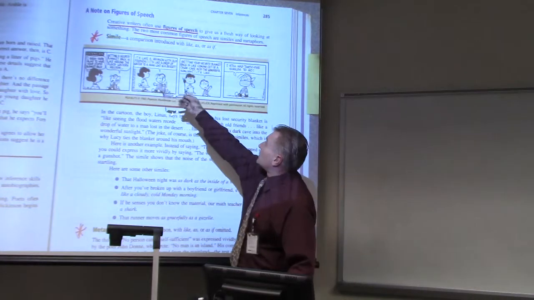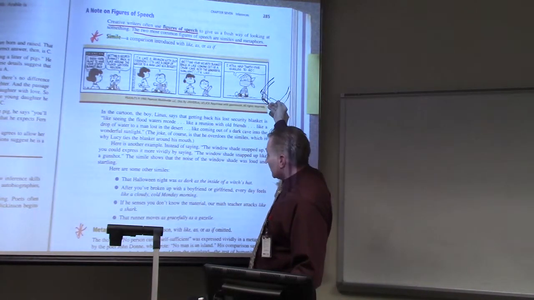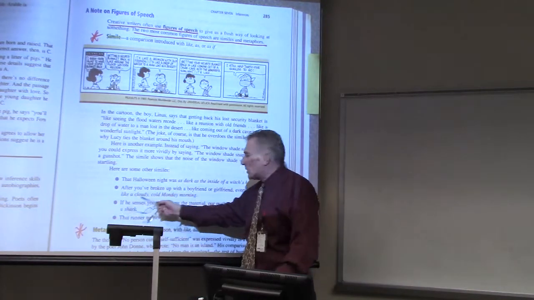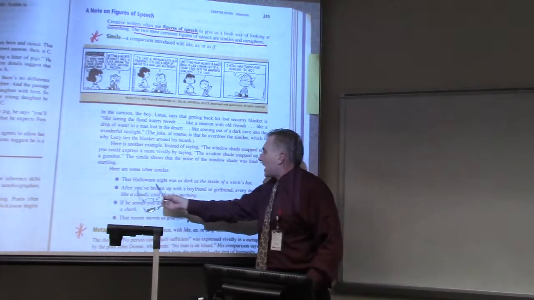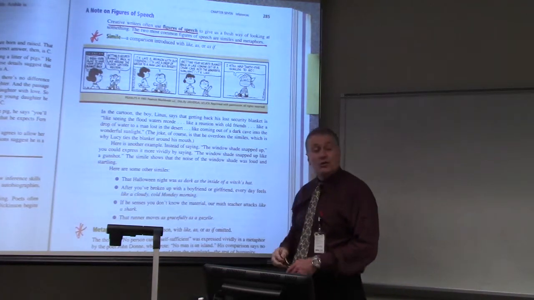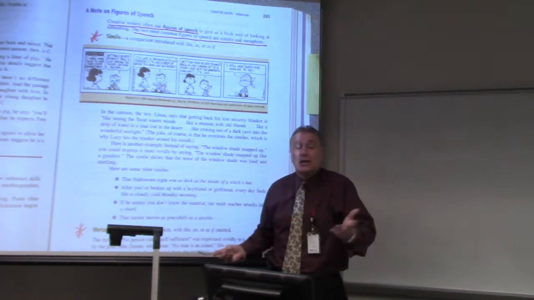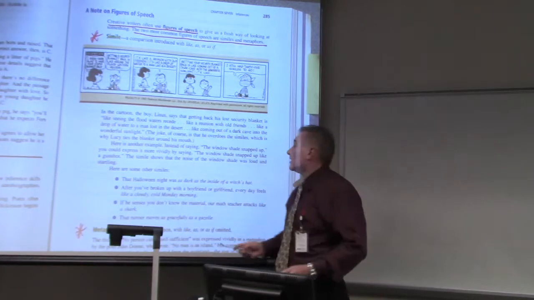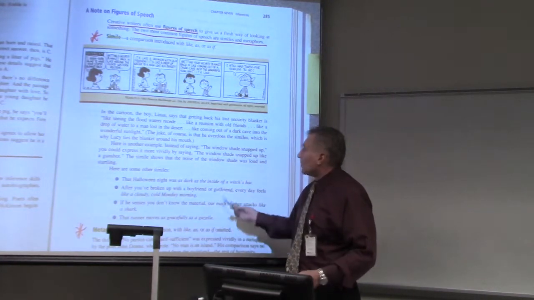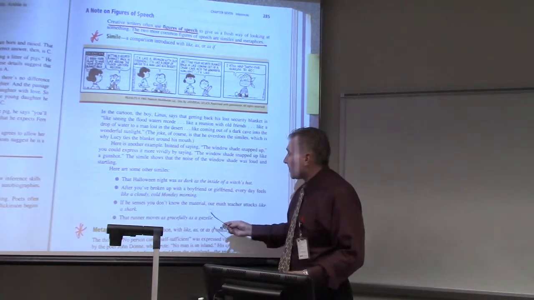A figure of speech is a way to express something, usually by way of comparing one thing to another. And here we see that a simile is a comparison used with like, as, or as if. Look at these examples: That Halloween night was as dark as the inside of a witch's hat. Of course, inside of a witch's hat there is no light, so it's perfectly dark, and most witches wear black hats, as you may know. So here they're comparing the night to the inside of a witch's hat.